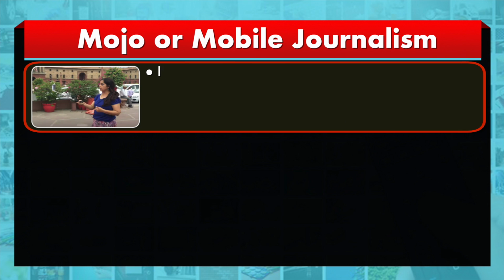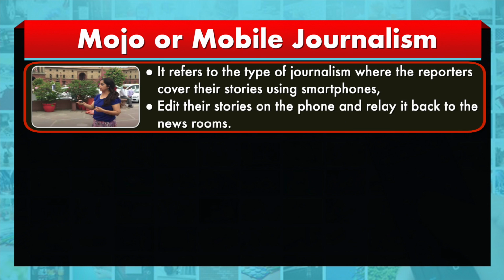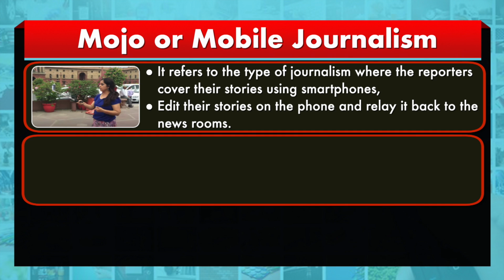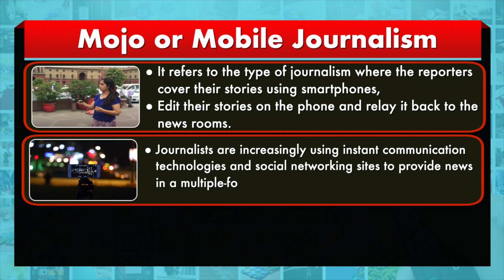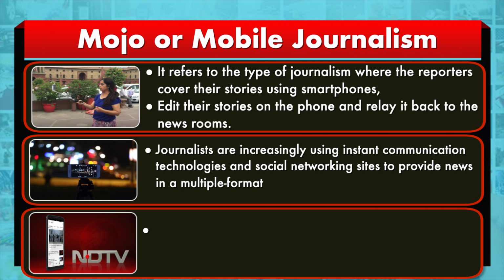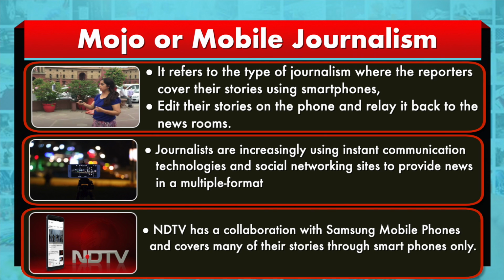Mojo, or mobile journalism as they say. It refers to the type of journalism where reporters cover their stories using smartphones, edit their stories using the phones and relay it back to the newsrooms. Journalists are increasingly using instant communication technologies and social networking sites to provide news in multiple formats. NDTV has a collaboration with Samsung mobile phones and covers many of their stories through smartphones only.